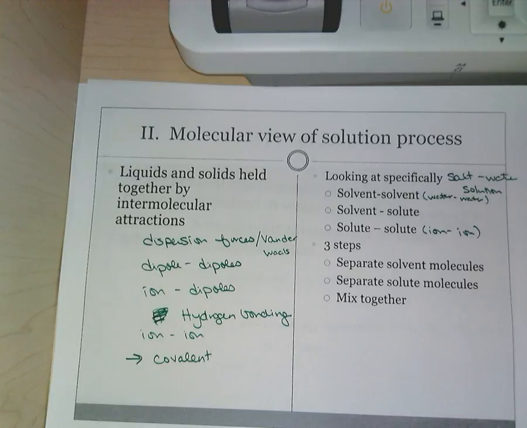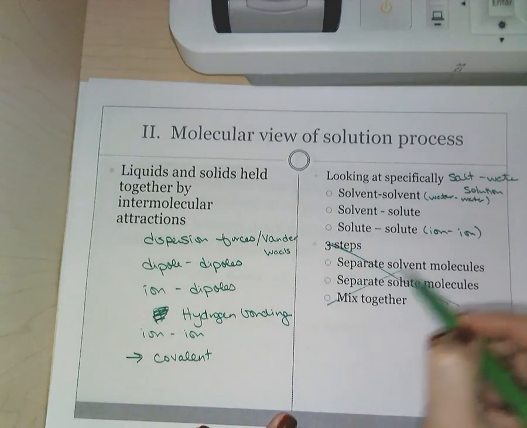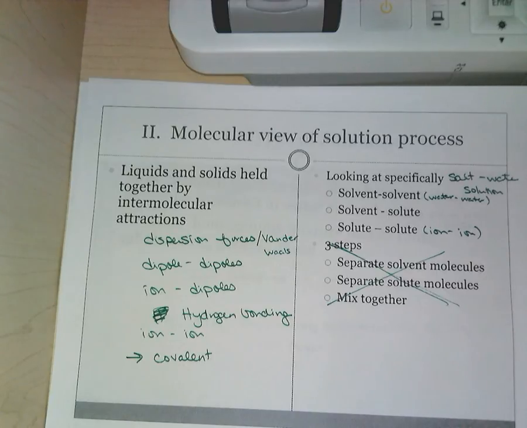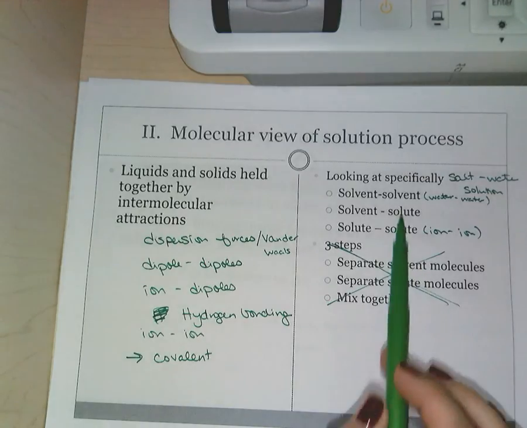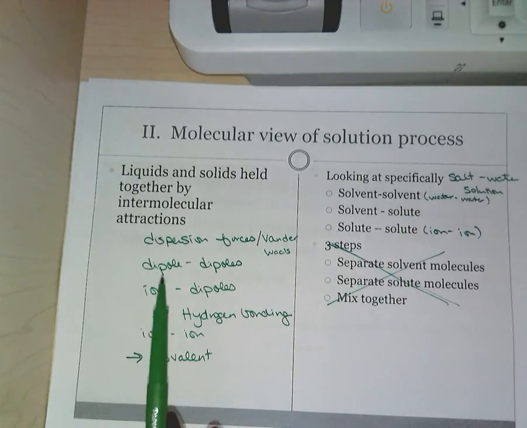All right, if you have notes, just go ahead and cross that out. I was going to talk about that, but I'll talk about some other stuff. All right, so there's 3 types of interactions that are going on in a solution, each of which have different intermolecular attractions going on. They could all be the same, but most likely there's some combination.